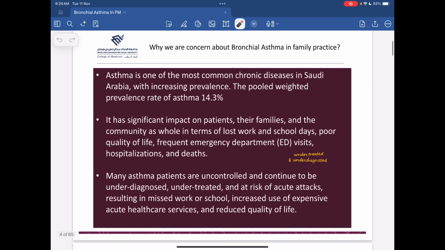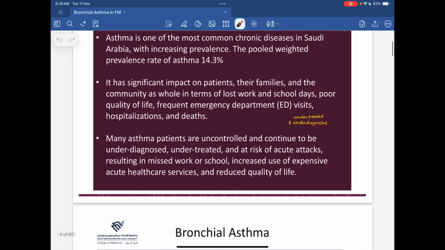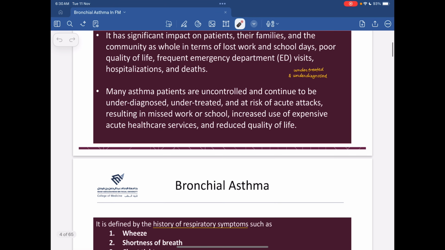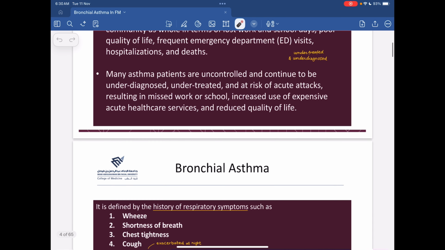So asthma is the most common chronic disease in Saudi Arabia. Prevalence is 14.3%. It has significant impact on patients, their families, everything, hospital. Okay. And it's very underdiagnosed and undertreated.